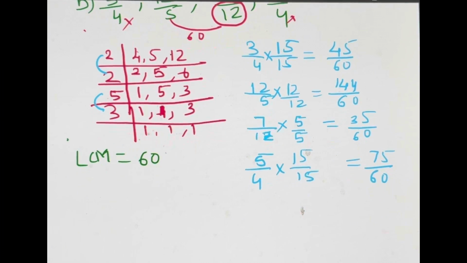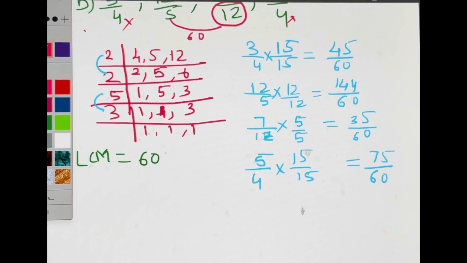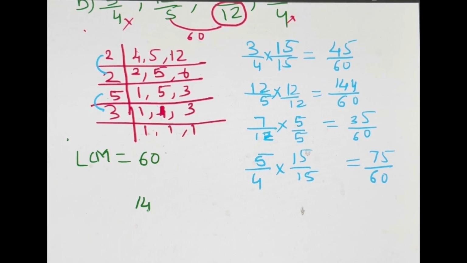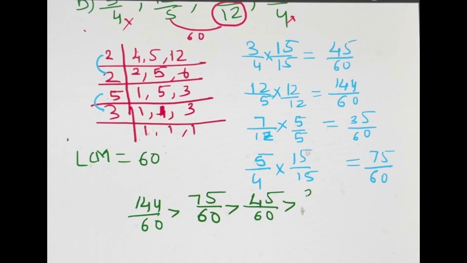Then we just write them in descending order, because our question was descending order. So the largest is 144 upon 60, the greatest. Then comes 75 upon 60, then comes 45 upon 60, and then 35 upon 60. So this is the last answer of the figure-it-out exercise.